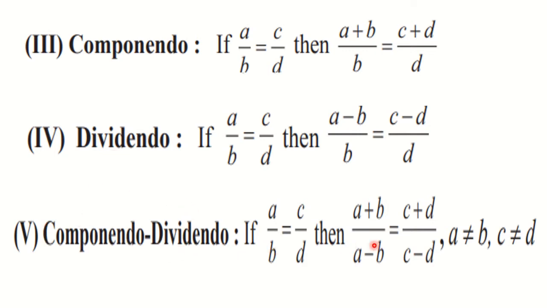Here the condition is important that A is not equal to B and C is not equal to D. Because if it is equal, the denominator is going to become 0, and you know that 0 cannot appear in the denominator. It is meaningless. So this condition is important, that A is not equal to B and C is not equal to D.